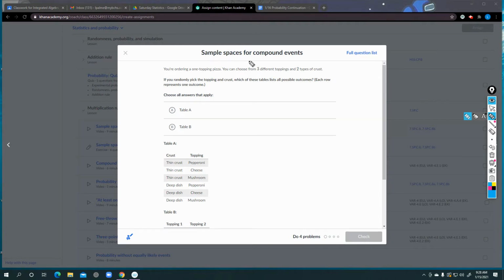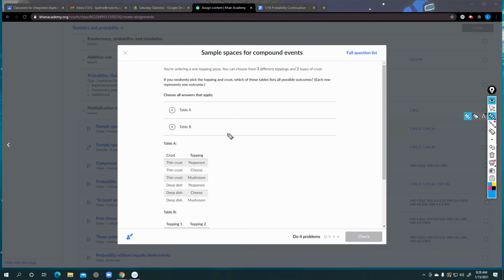You're ordering a one-topping pizza. You can choose from 3 different toppings and 2 types of crusts. If you randomly pick the topping and crust, which of the tables listed all possible outcomes, where each row represents one outcome? So which of these tables lists all possible outcomes here?